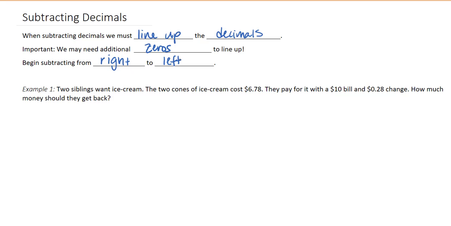So 2 siblings want ice cream. 2 cones of ice cream cost $6.78. They pay for it with a $10 bill and 28 cents in change. How much money should they get back? So notice that we're going to have to do a quick addition here. They kind of snuck that one in.